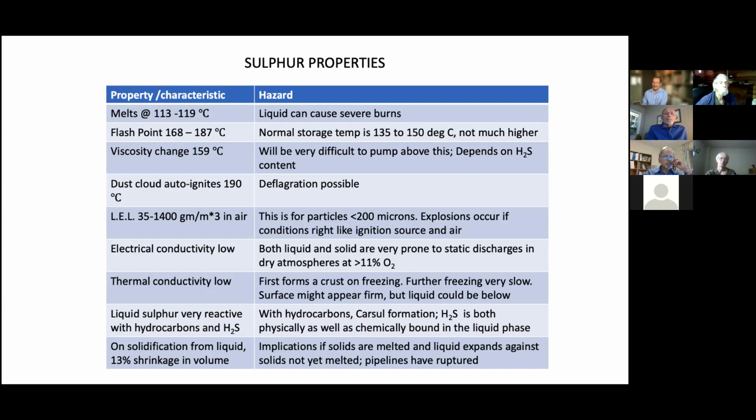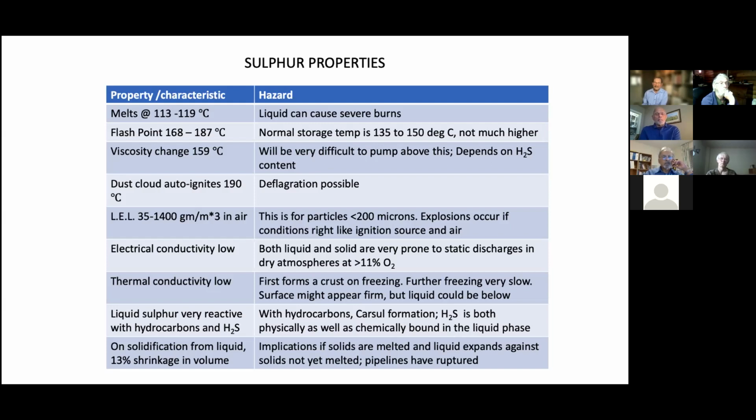Then you have auto ignition potential of dust cloud at 190 degrees. The lower explosive limit of dust clouds is 35 to 1400 grams per meter cubed. And I've just talked about the hazards.